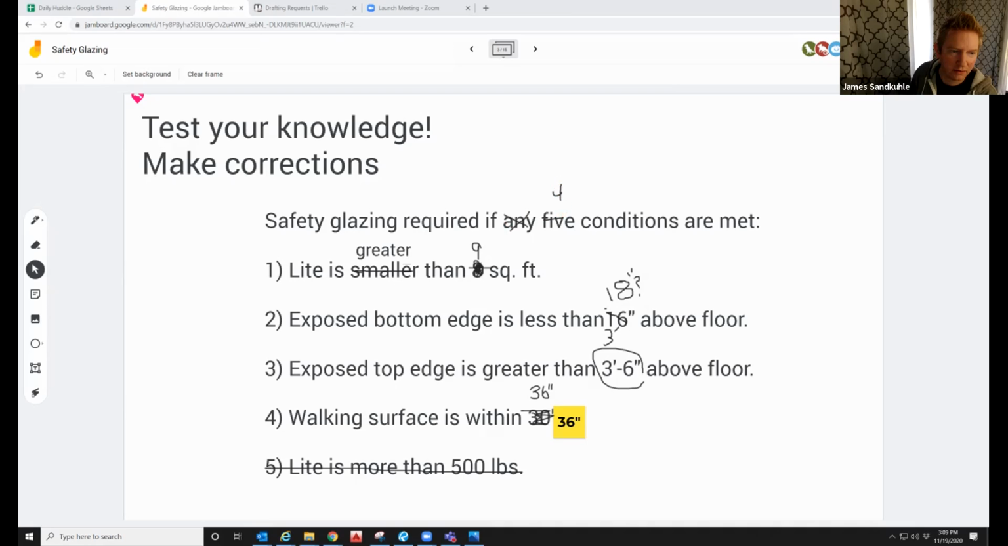Light is greater than 9 square feet. Exposed bottom edge is less than 18 inches above floor. Exposed top edge is greater than 36 inches. So I just put a hyphen in there. So 3 feet above floor. And then walking surface is within 36 inches. And number 5 doesn't exist. I just pulled it out of a hat. So it doesn't matter what the weight is.